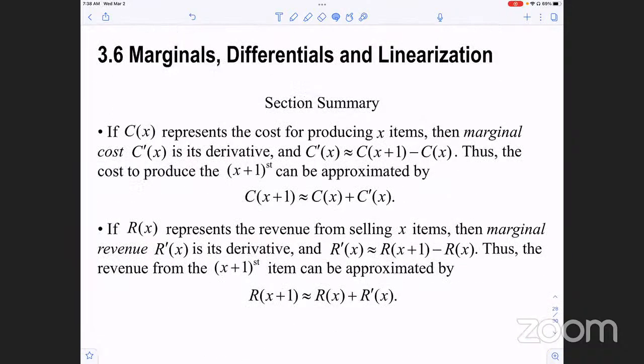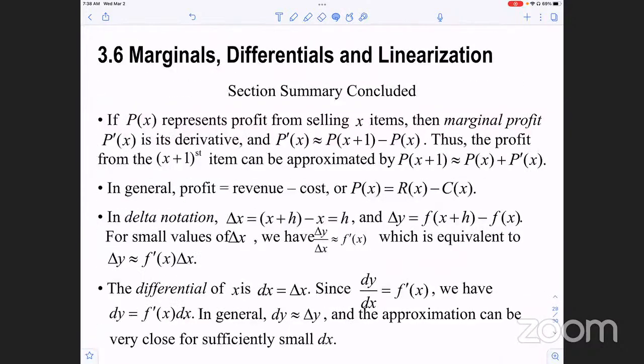Okay, that was fun. So if C of X represents the cost of producing X items, then the marginal cost C prime is a derivative, and C prime is approximately C of X plus 1 minus C of X. Thus, the cost to produce the X plus first item can be approximated by C of X plus C prime. It's a similar discussion for the revenue and the profit. In general, profit is revenue minus cost, or P of X is R of X minus C of X.